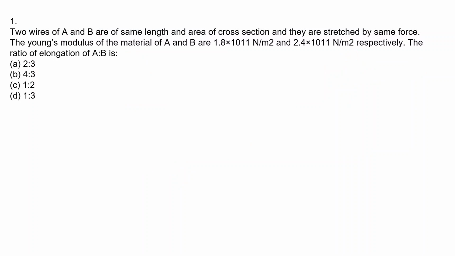Two wires A and B are of same length and area of cross section, and they are stretched by same force. So we have two wires, wire A and wire B. Their length is same, so I'll call both of them L, and area of cross section is also same, so I'm calling it A. They are stretched by same force, so I'm applying a force on them to stretch them, and I'll call that force F. For both the wires, the force is same.